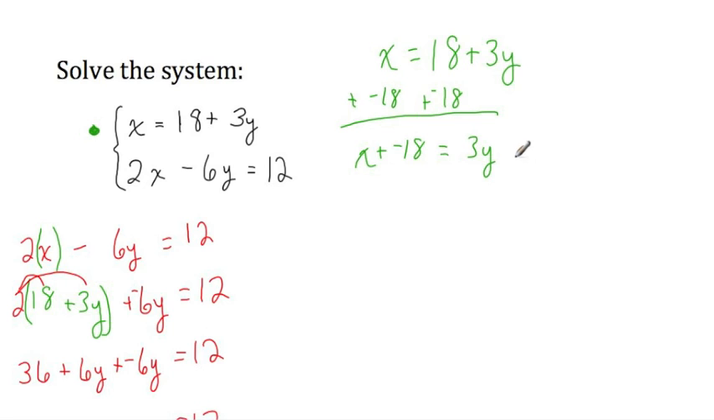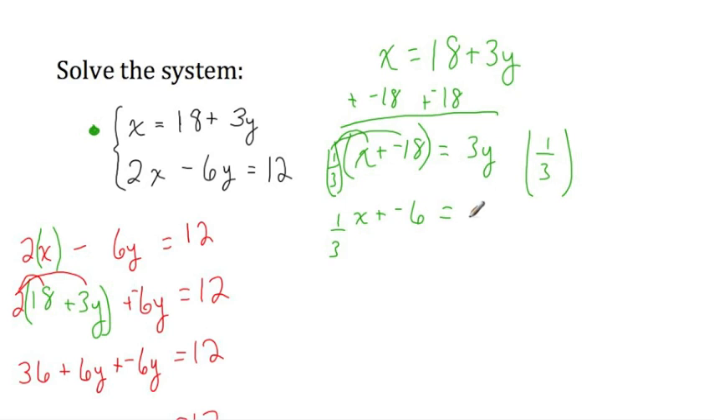Now I need to multiply both expressions by the reciprocal of the coefficient, which is 1/3. In this left-hand expression I have terms, so I just need to get them in parentheses before I distribute. This is 1/3 times x plus 1/3 times negative 18. Positive times negative is negative, and 1/3 times 18 is 6.